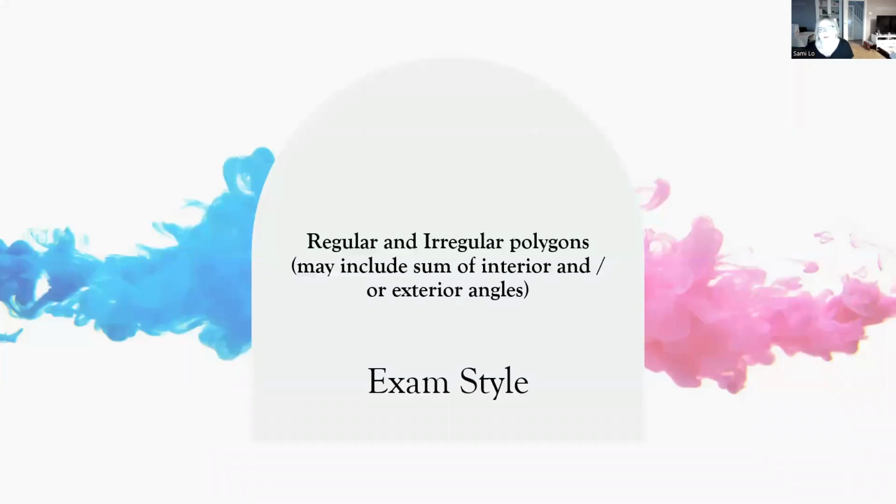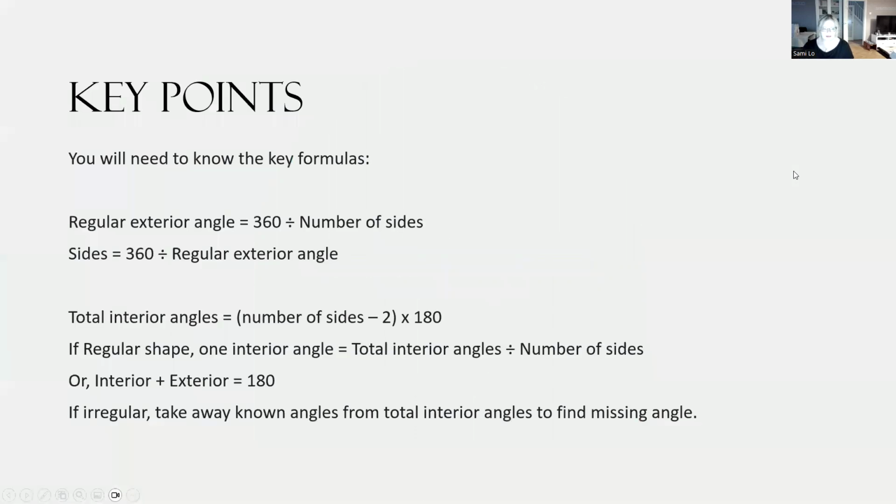Hi, so this video is about regular and irregular polygons and may also include some interior angles and exterior angles, just to let you know. Okay, so key facts: we need to know that a regular exterior angle is 360 divided by the number of sides, or you can find the number of sides by doing 360 divided by the regular exterior angle.